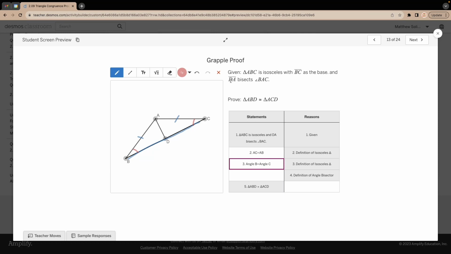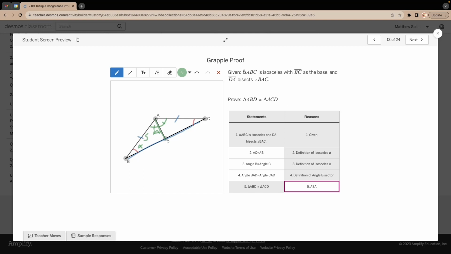Then we're given DA bisects angle BAC. So this angle is being cut in half by this. So if we cut that angle in half, those 2 halves are equal. So step 4, angle BAD is equal to angle CAD. That's the definition of an angle bisector. So now the triangles are congruent. We got 3 things, so we're done. We got an angle in red. We got those blue sides. We got those green angles. So this is angle, side, angle.